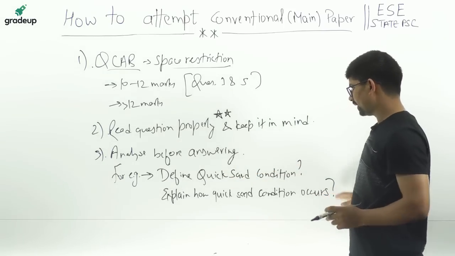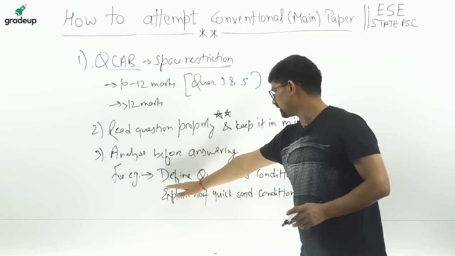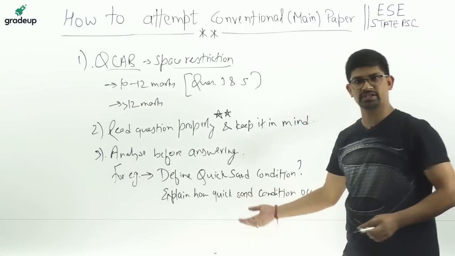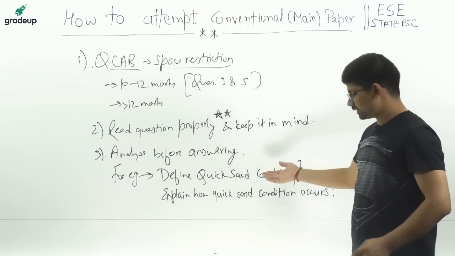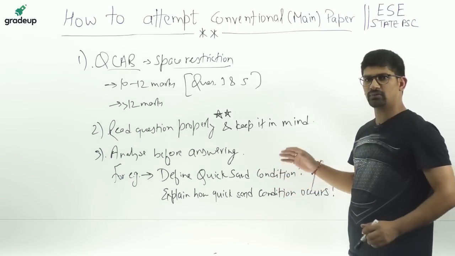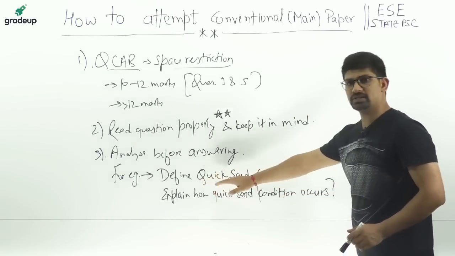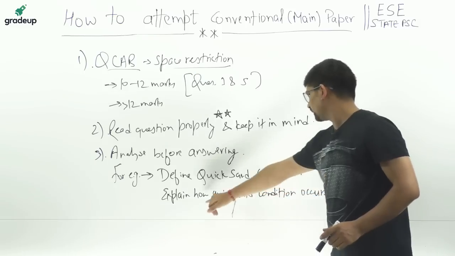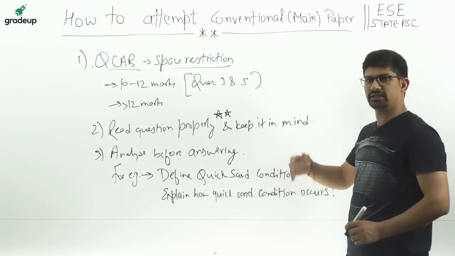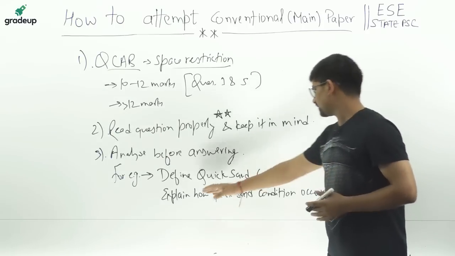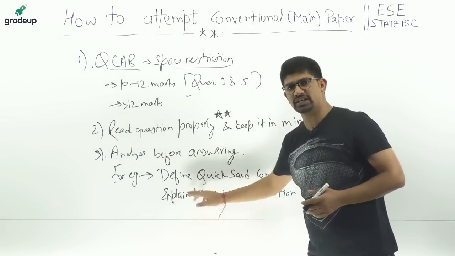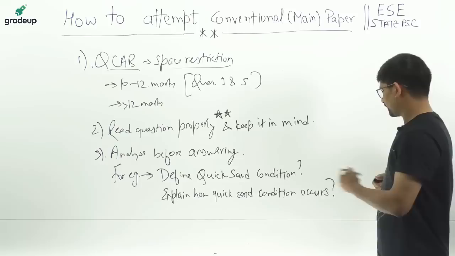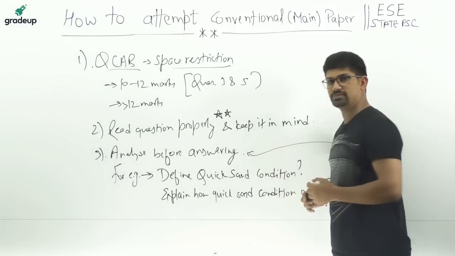So the topic is the same, but the way of asking the question differs. Here it is asking you to define the quicksand condition, while here it is asking you to explain how the quicksand condition occurs. Both are from the same topic, but the answer writing should be slightly different. So you have to analyze properly what it is asking. If it is asking to define, you should not begin by explaining the quicksand condition. You should write it in the form of a definition. While if it is asking you to explain it, then you should not start by writing a definition, okay. So this is the motive to analyze before answering.